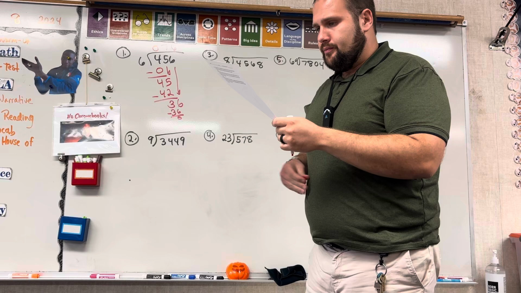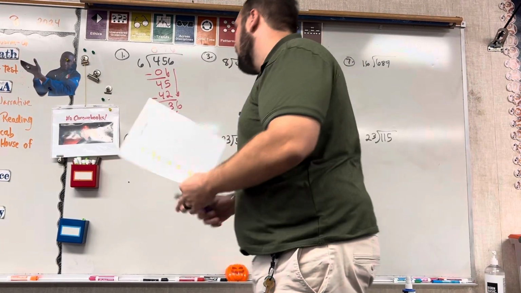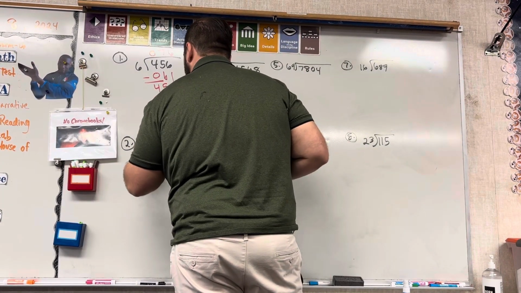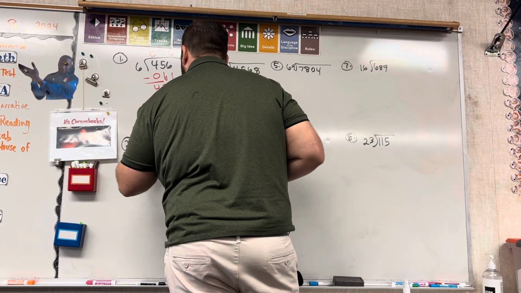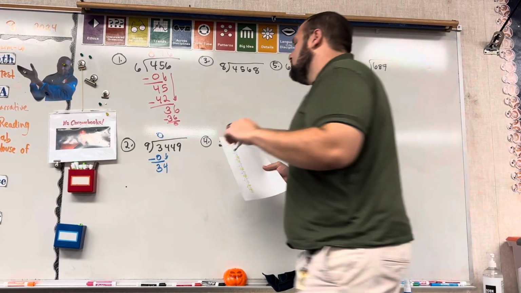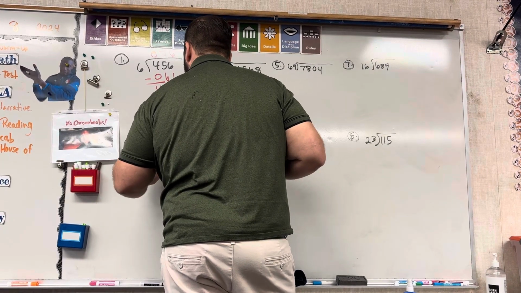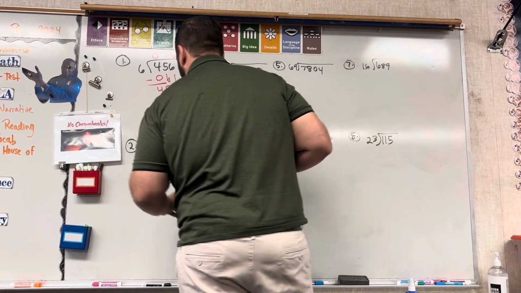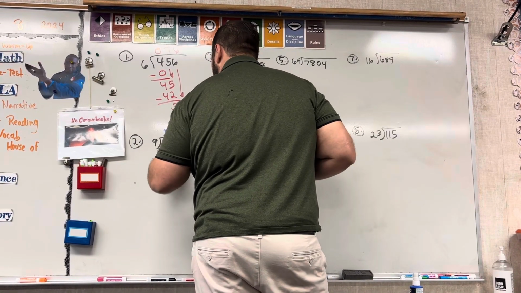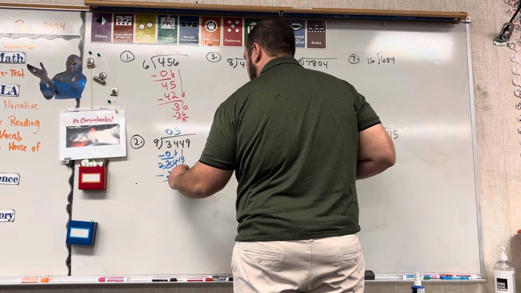Okay, number two. 3,449 divided by 9. Well, 3 is too small. It goes in there 0 times. So when I subtract, I still have 3, and I bring down the 4. Okay, you bundle those up. 9 goes into 34 approximately 3 times. 9 times 3 is 27. Okay, you have to regroup here. You got 7 left over. You bring down the next 4.